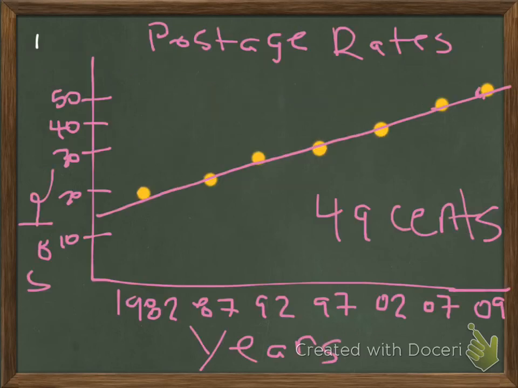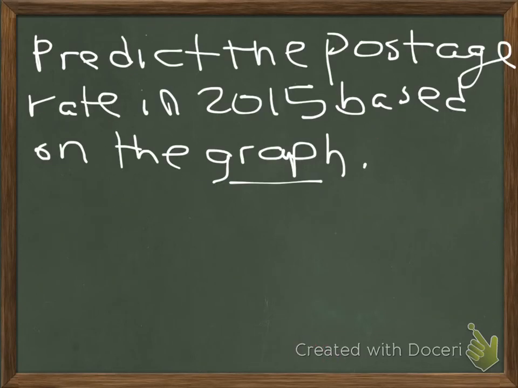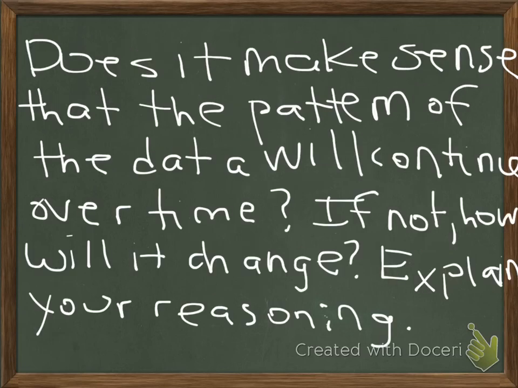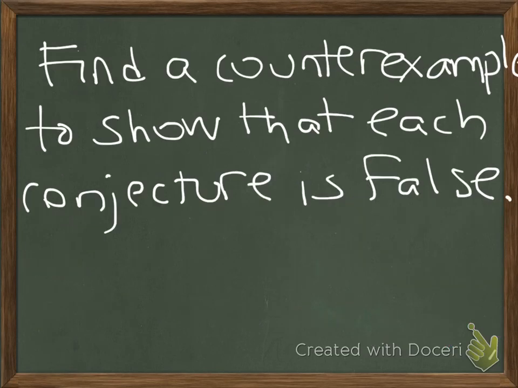So you're going to predict it like I was talking about, based on the pattern of the numbers. So we said about 49 cents. I would say anywhere between, I don't know, 46 to 50 cents would probably work. And then, does it make sense that the pattern of the data will continue over time? I would say yes, because it looks like the postage has always continued to increase, even if it's just a little bit over time. So that's what I would do to explain myself. I'd say yes, and it's because there's a pattern, and I used inductive reasoning to make that pattern.